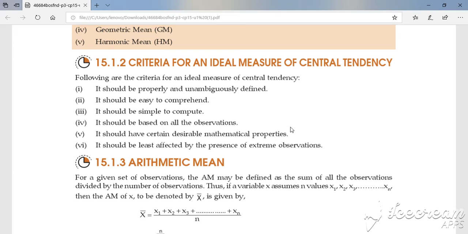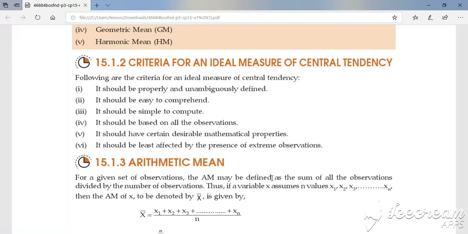So these are the three types. What are those three types? Individual observations is the first one, where x1, x2, x3 up to xn are n observations. This is called individual observations or ungrouped data. Second, we are finding the frequency distribution.